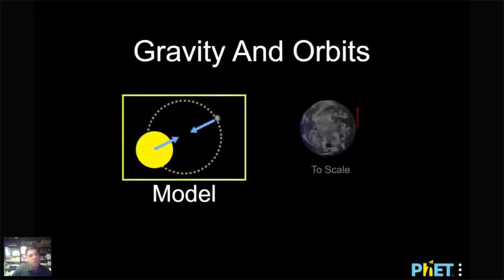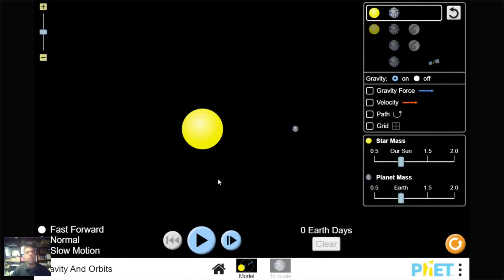All right, so this is something that I basically let my AP kids play around with and just let them kind of discover the relationships on their own. And so really, that's kind of what we're going to do, is just mess around a little bit here. So we have a fairly simple situation. We have a large object, sun, star, large planet, and a smaller planet. And if I just play this through, we can see that, oh, look, the Earth goes around the sun.